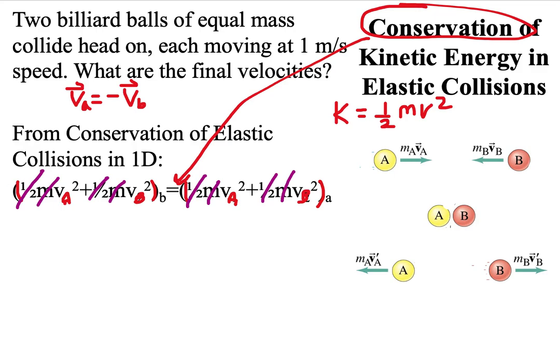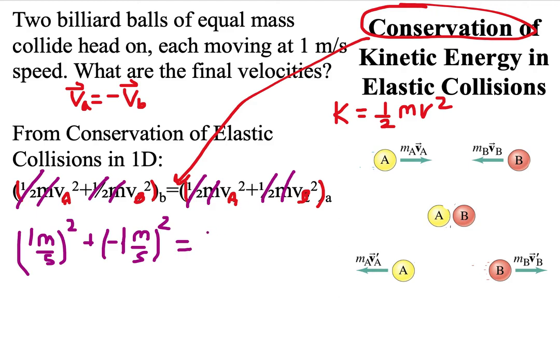And now we need to put in our values. We know that VA and VB before the collision are 1 meter per second. So we've got 1 meter per second for the velocity of ball A, and we need to square it. We need to add on 1 meter per second for the velocity of ball B. And even though it's going in the negative direction, it really doesn't matter because we're squaring the value. So the square of -1 is just 1.